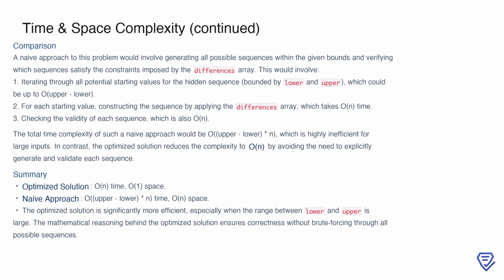In contrast, the optimized solution bypasses the need to generate or validate individual sequences. By focusing on mathematical reasoning and prefix sum calculations, it achieves a time complexity of O(n) and a space complexity of O(1). This makes it significantly more scalable, especially when the input size or range is large.